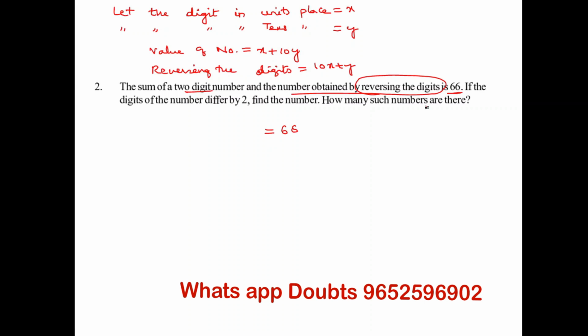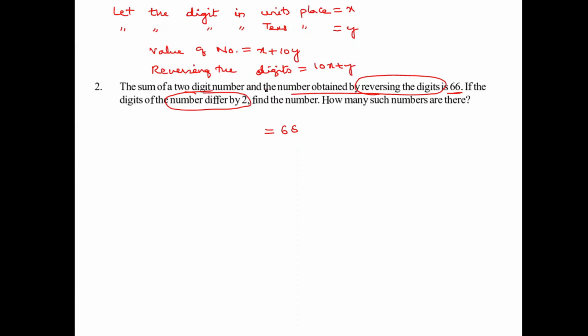If the digits of the number differ by only 2, he says that. Find the number. Now what we require to find here is the difference of the digits, that is x minus y equals only 2. Now by the problem, I can say that this is what this is.